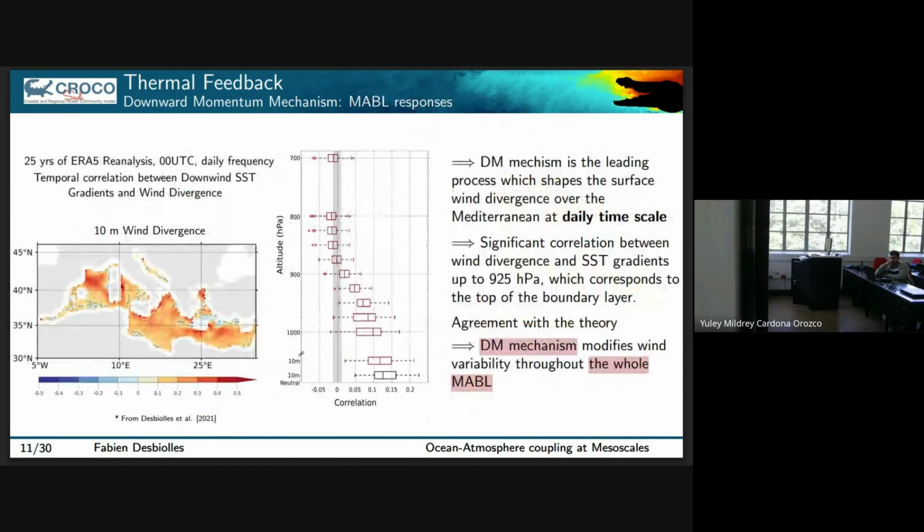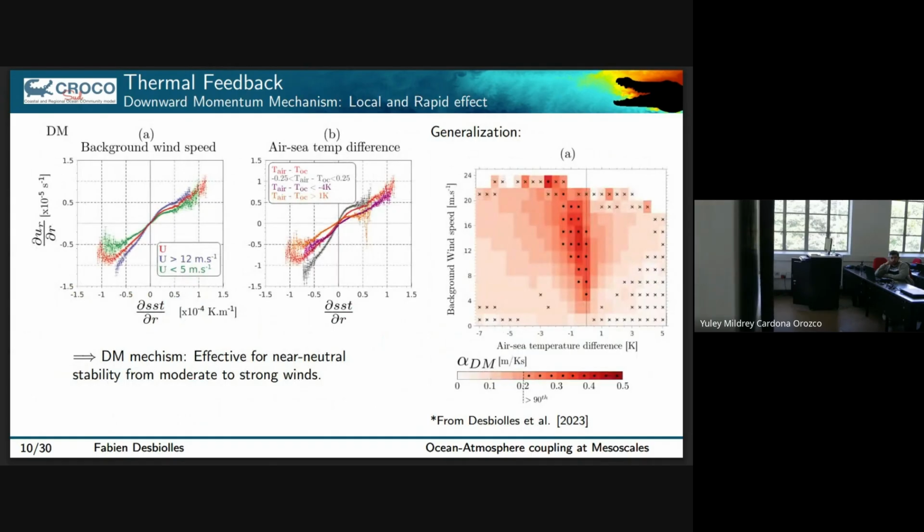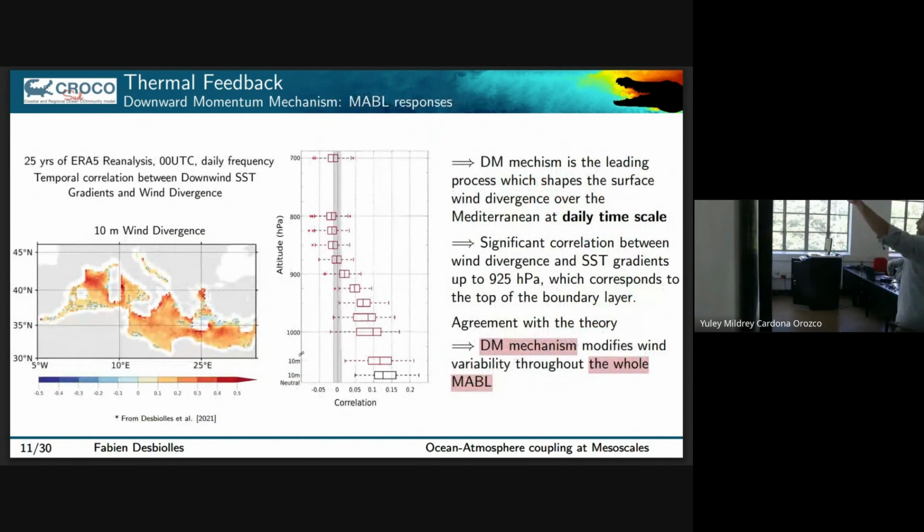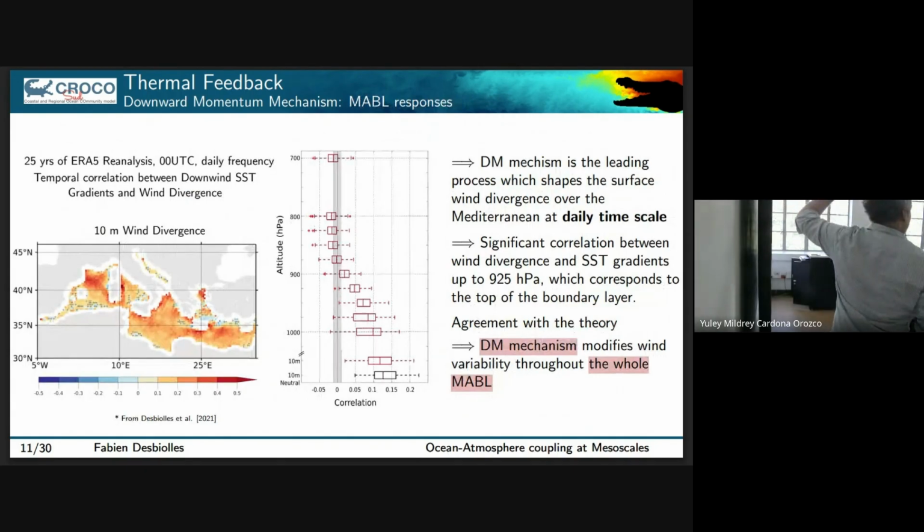Okay, so this is the surface response, the wind divergence and convergence structure response to SST gradient, but really at the surface, so 10 meters, okay? So now we can wonder what is happening higher in the air column. So here I propose to travel a bit in the Mediterranean Sea, and we're gonna do the same kind of exercise.